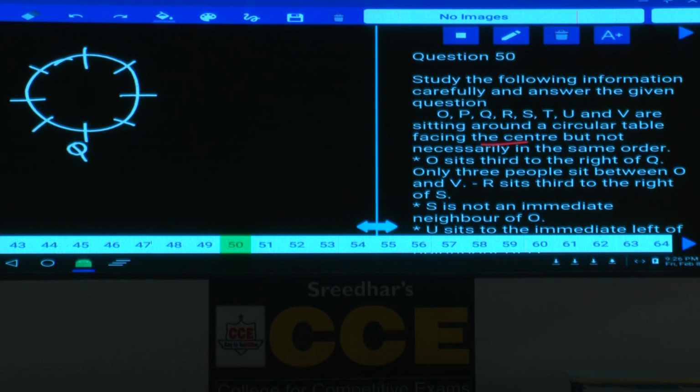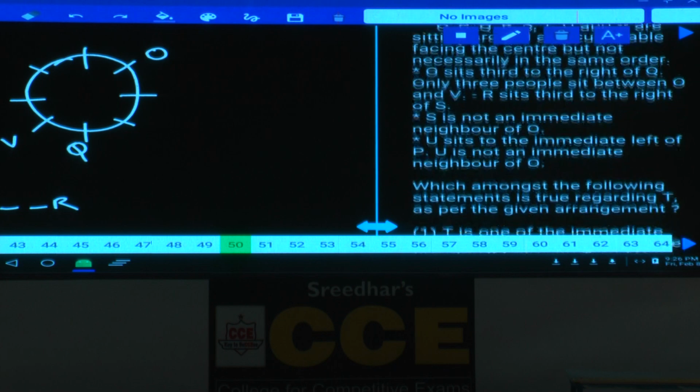Now I am fixing Q at this place. If Q is here, O sits second to the right of Q, so O will be here. And only 3 people between O and V. Now among these 8 persons, 3 people in between means they are opposite to each other. Hence O and V are opposite. And R sits third to the right of S. R seated third to the right of S can be represented like this. And S is not an immediate neighbor of O.